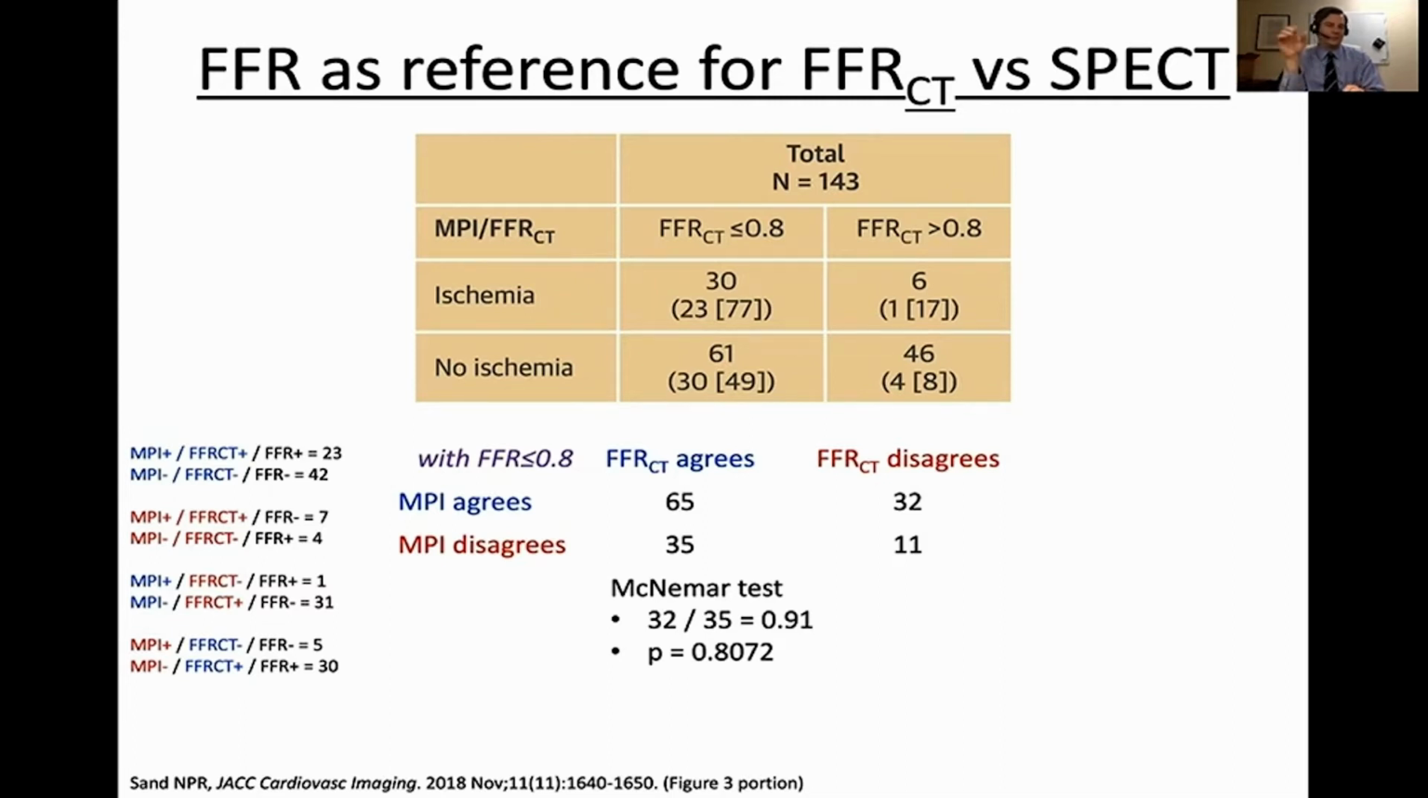It's not like you've got 50 in one and 1 in the other or something like that. Those 60 or so scans are evenly split. So the disagreements go either way, and you can see that the ratio there between these two is essentially 1 and the p-value is not significant. In other words, using FFR as the reference standard says that FFRct performs equivalently to SPECT. They both make mistakes, but they make those mistakes with equal frequency.